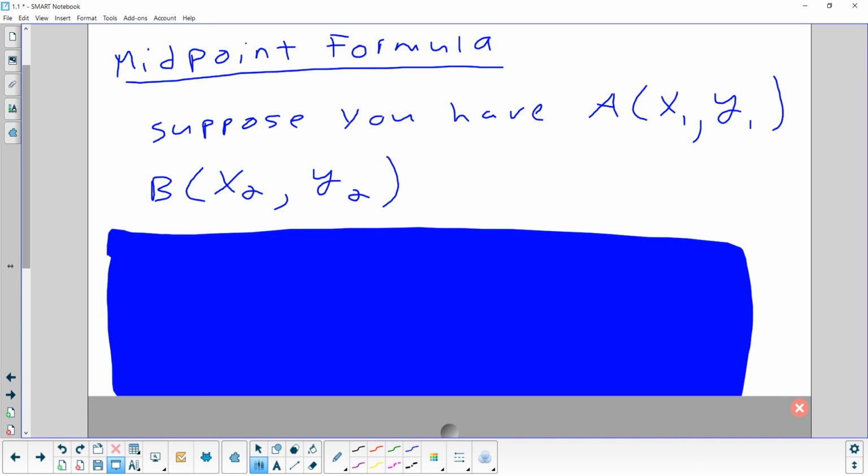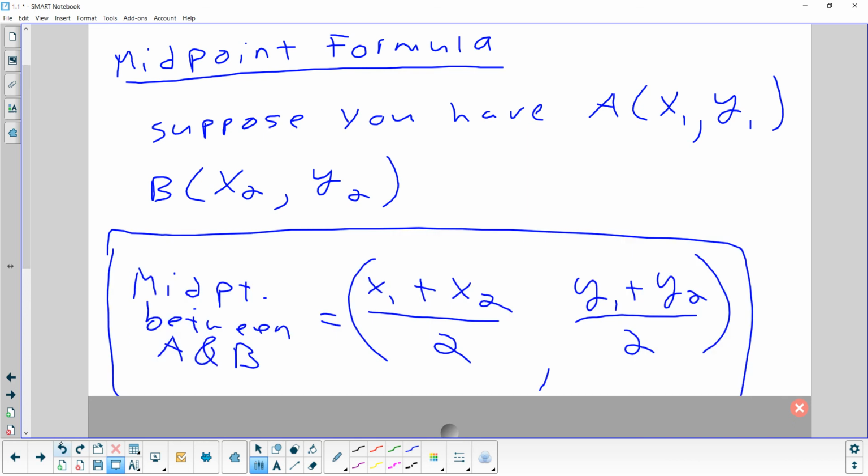It's an average and then another average. You take the x's, add them up and divide by 2. Gives me the average for the x, and then take the y's and then add those up and divide by 2. So that's all that the midpoint formula is. It's actually a little easier than the distance formula because it doesn't involve square roots.